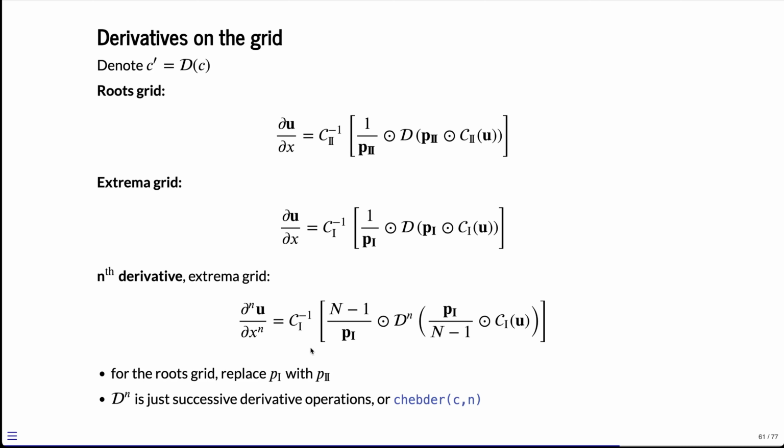For the roots grid, we would just replace this n minus 1 with n, which cancels, and this pi just gets replaced with p2, and the ci and c minus 1i with c2. Okay.